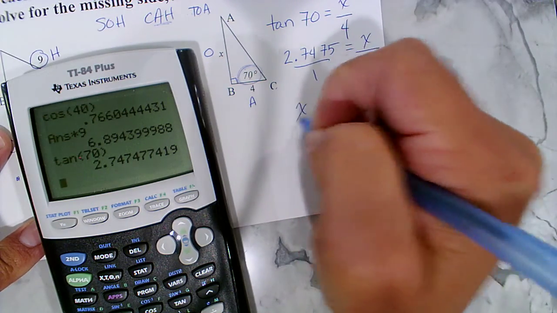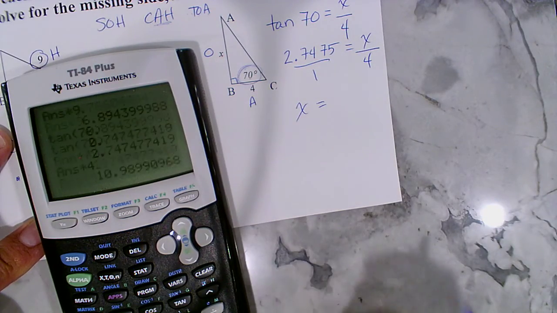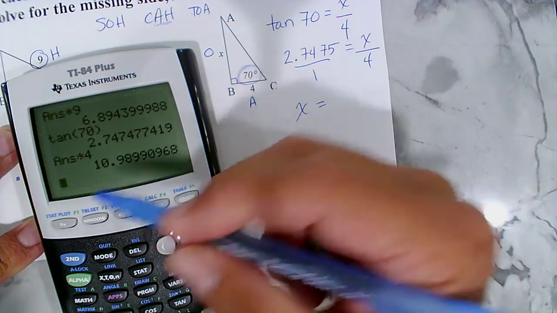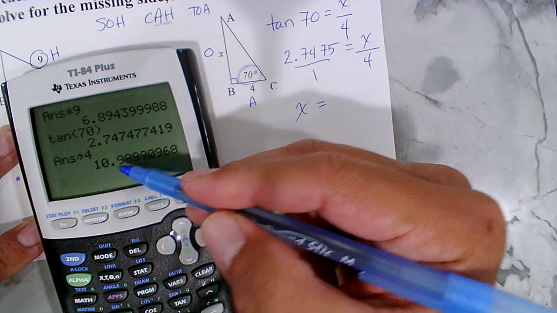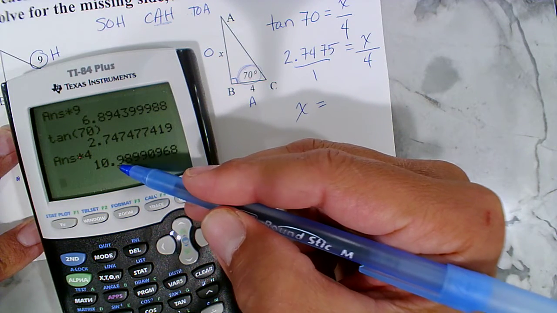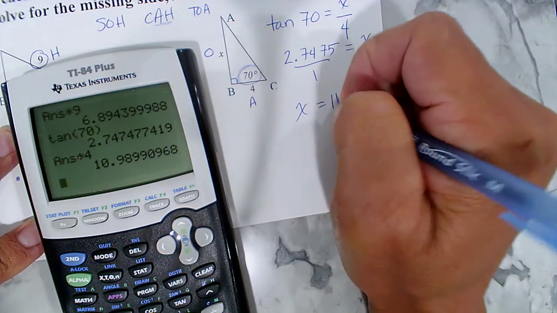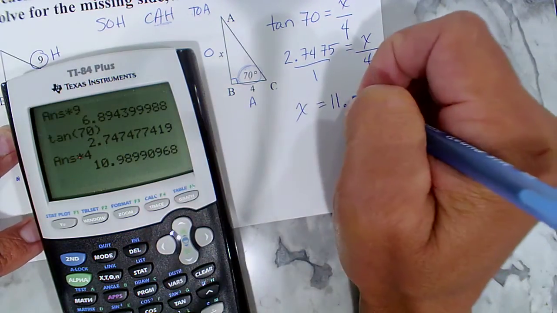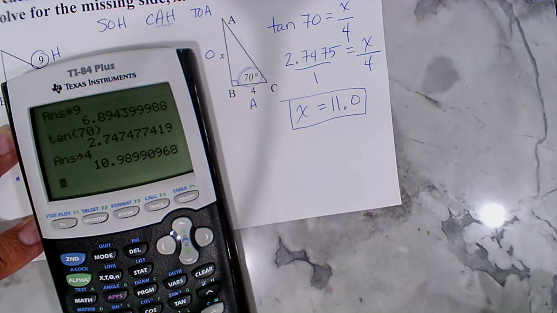X times 1 is x, and this number times 4. Oh, what am I looking at here? I got to be a little careful. This is 10.989, so I got to round to the nearest tenth. So that 8 makes this 9 a 0, which makes this 1 a 0 a 1. So it's 11, and since I'm rounding to the nearest tenth, I have to have something in the tenths column. And that's that.